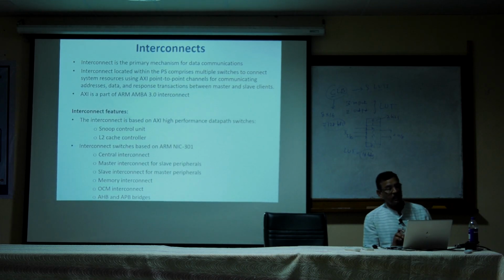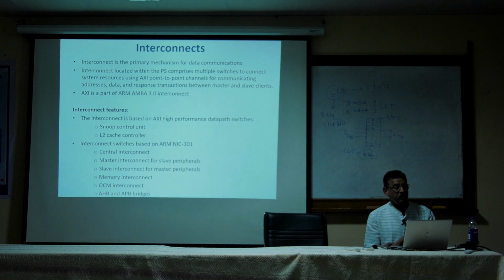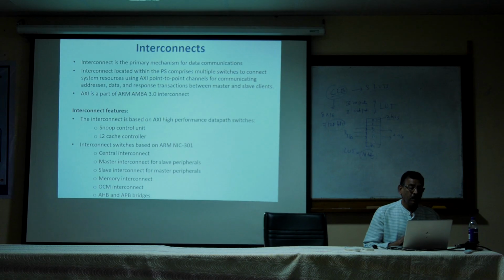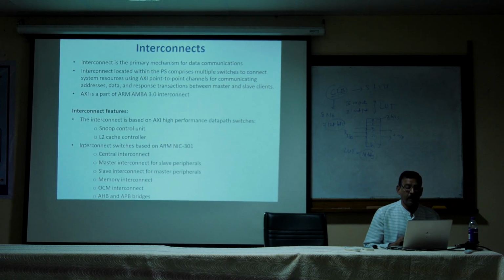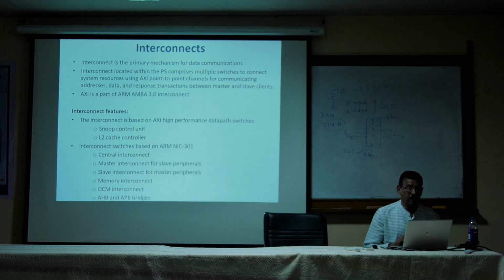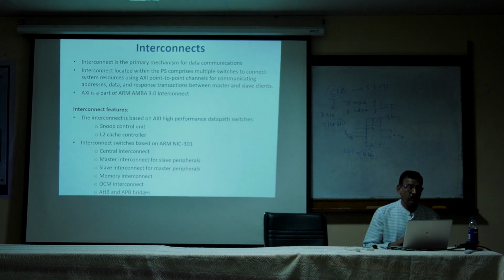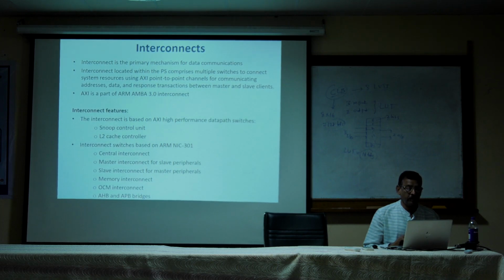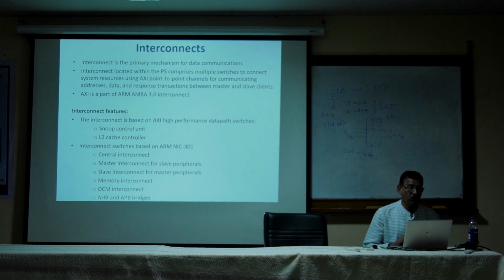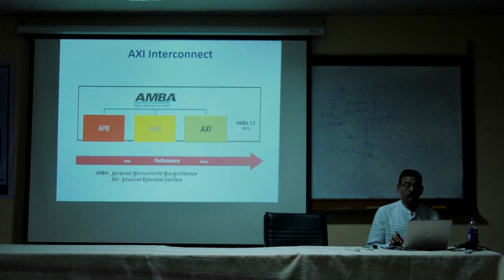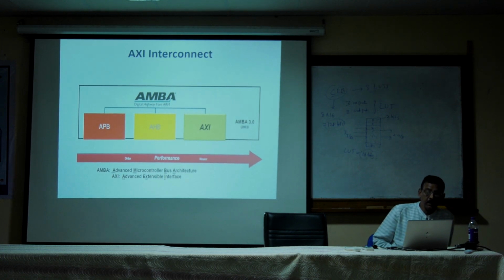So, what is AXI? AXI is a part of the ARM AMBA 3.0 interconnect. Okay. So, the interconnect features are: the interconnect is based on AXI high performance data path switches, Snoop control unit, L2 cache controller, and interconnect switches based on ARM NIC 301. So, central interconnect, master interconnect for slave peripherals, slave interconnect for master peripherals, memory interconnect, OCM on-chip memory interconnect, AHB and APB bridges. So, this is your AXI interconnect.